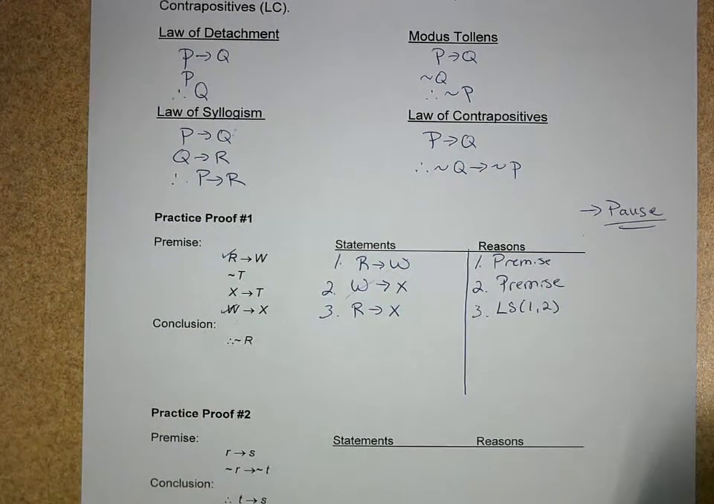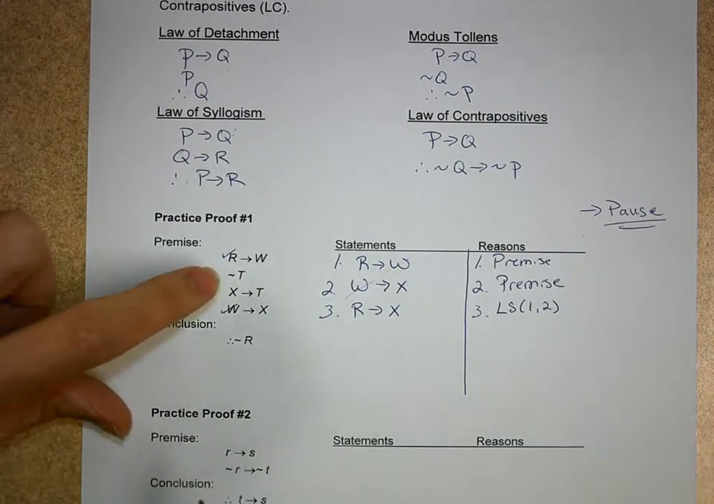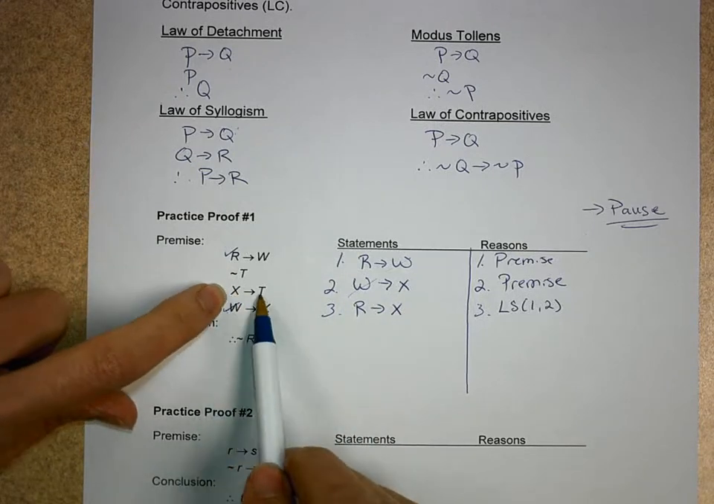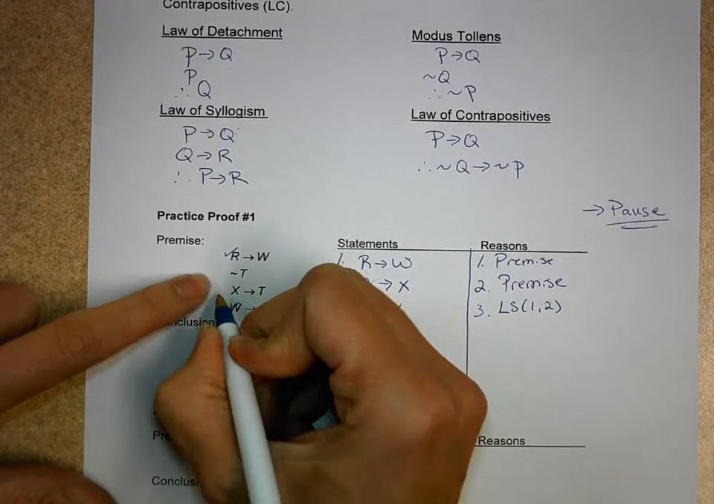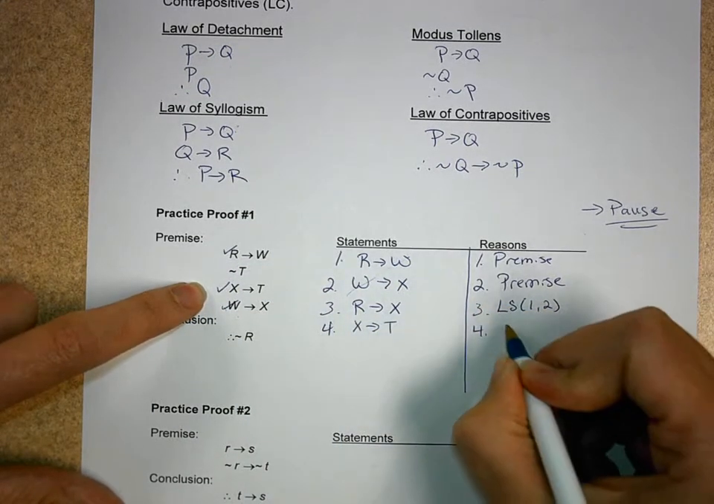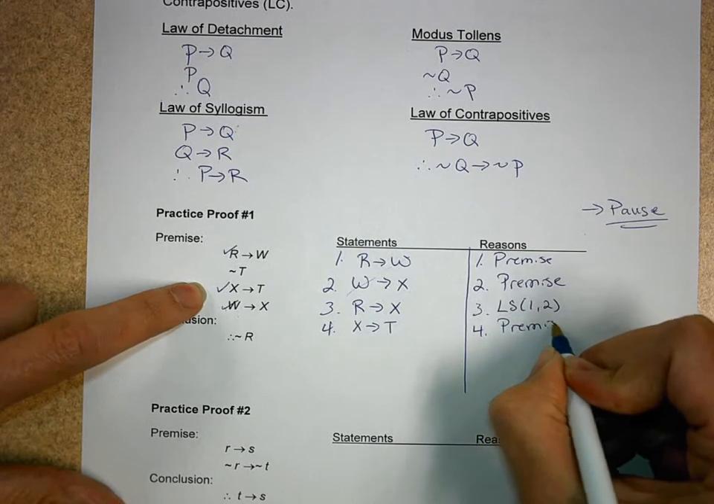Now I have to decide what I want to do next. Now I'm looking at this, I have a not T. I don't have a T here, so that doesn't help me. But I do have an X, then a T, so I'm going to choose this one to be my premise that I pull out. There's my premise.